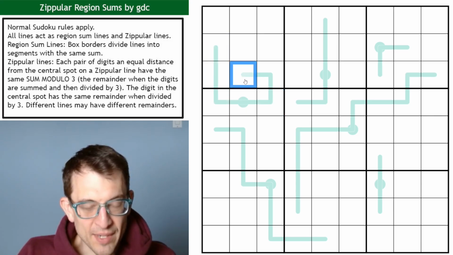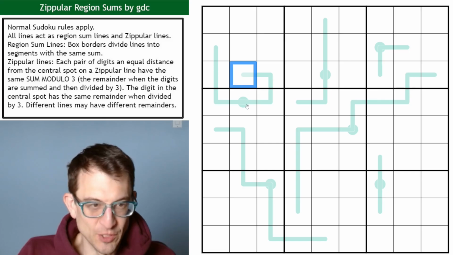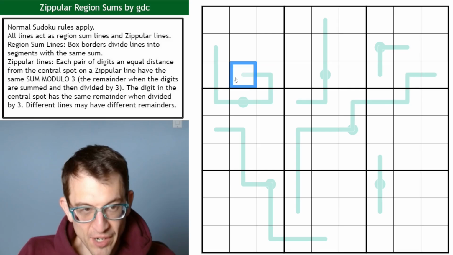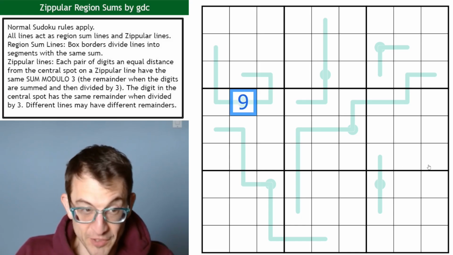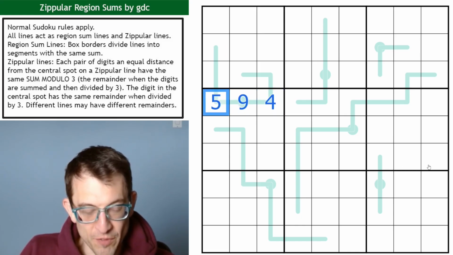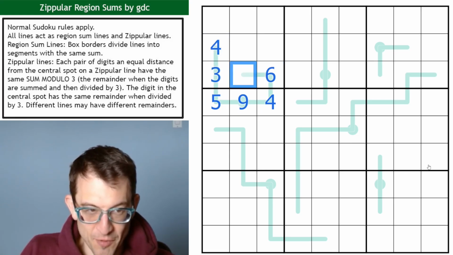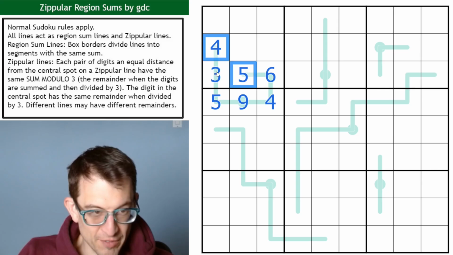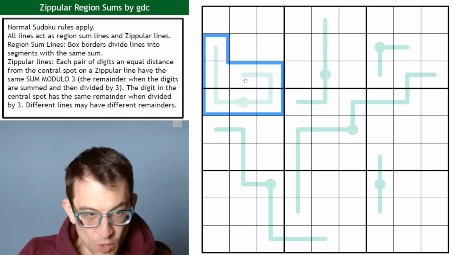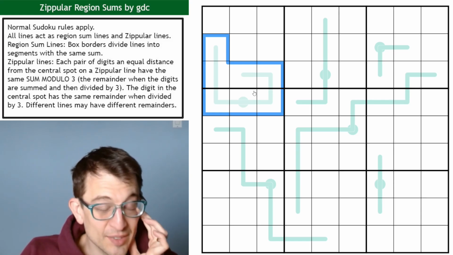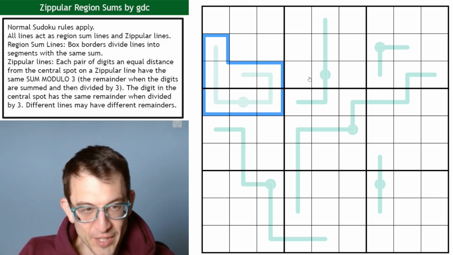Basically, they're like zipper lines. So a zipper line would be from the center, every pair of digits away from the center will total the same sum. So for example, if this were 9, we might have 4 and 5 over here, 6 and 3 here, and then maybe 4 and 5 again over here, so that we have sets of digits that sum to 9 in the middle. But these are not quite zipper lines.